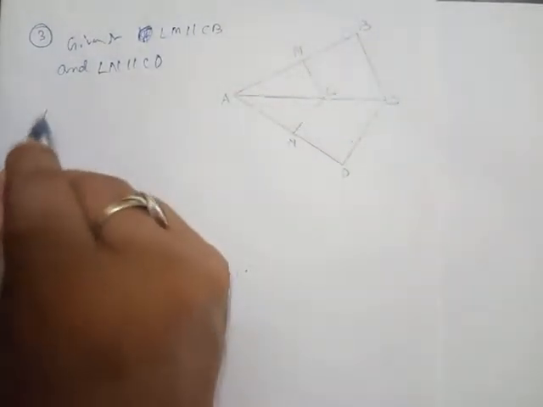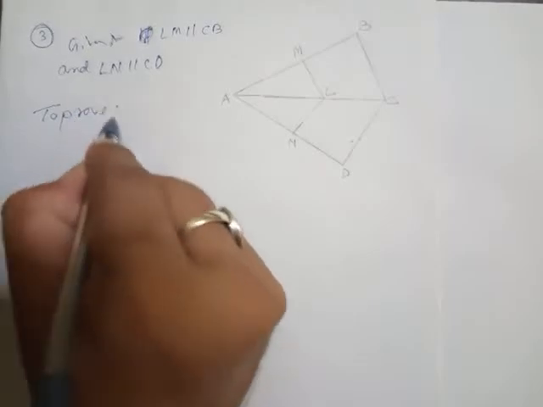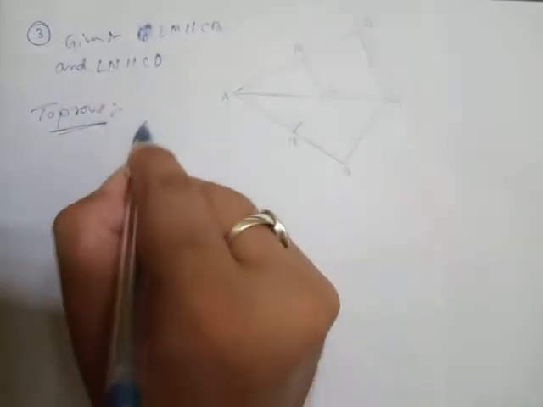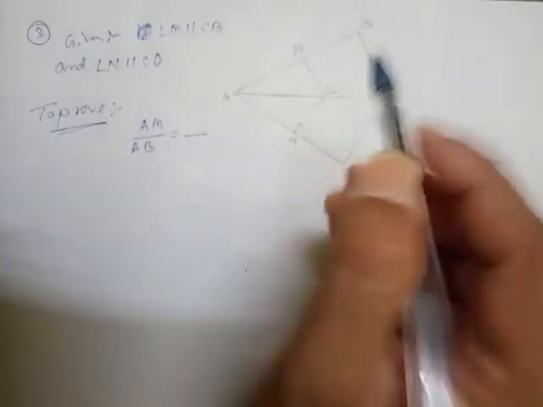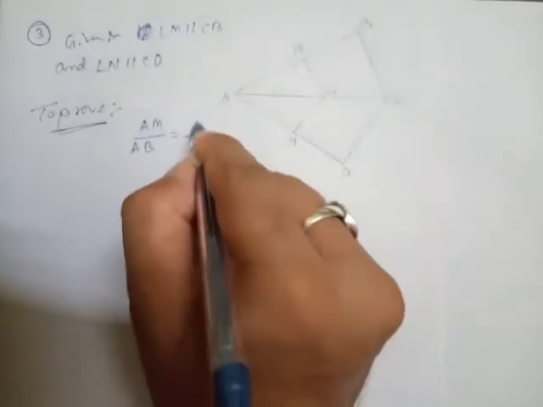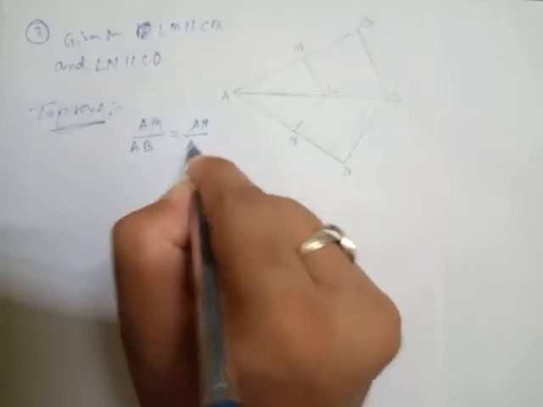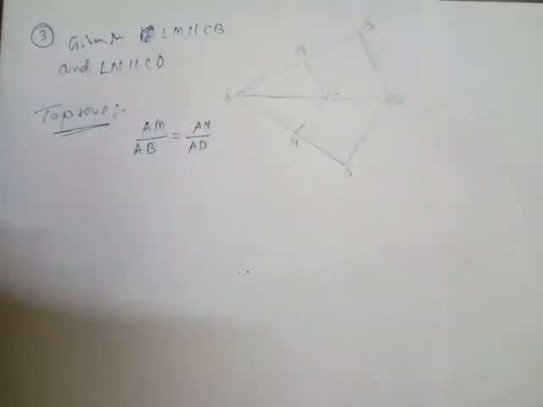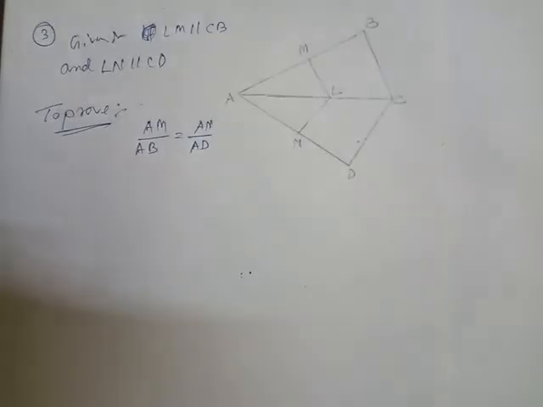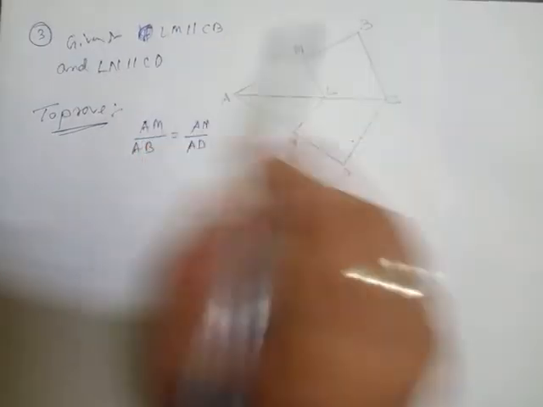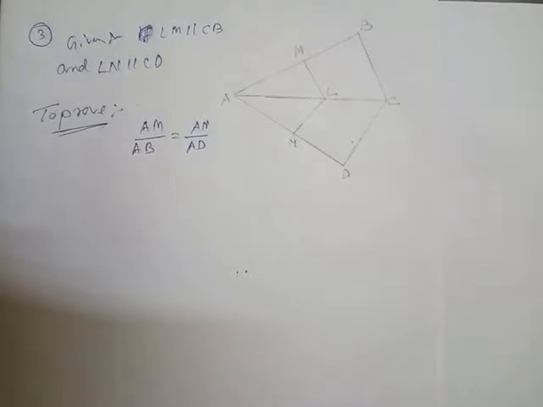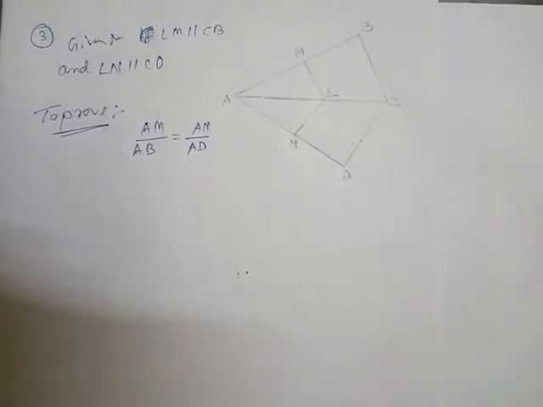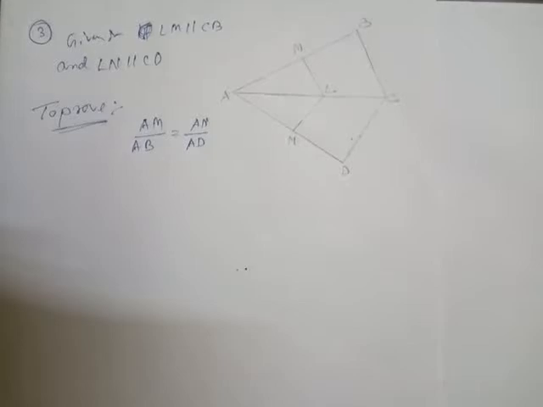To prove, what we have to prove is that AM by AB equals AN by AD. This we have to prove here. Given that LM is parallel to CB and LN is parallel to CD. Okay, now look student, after that, how to prove this one. Now we'll start the proof.